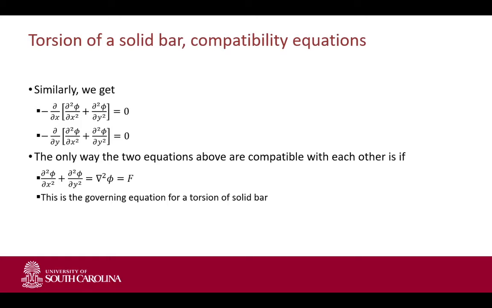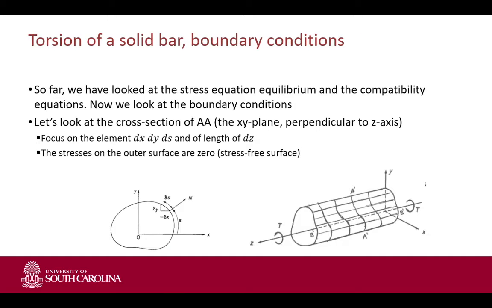So therefore, the second derivative of phi with respect to x plus the second derivative of phi with respect to y must be a constant. And then, of course, you take the derivative of the constant, and then it will be 0. So that's basically what we did very quickly last lecture.